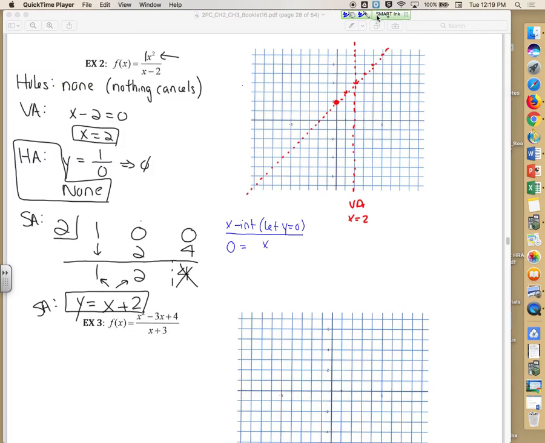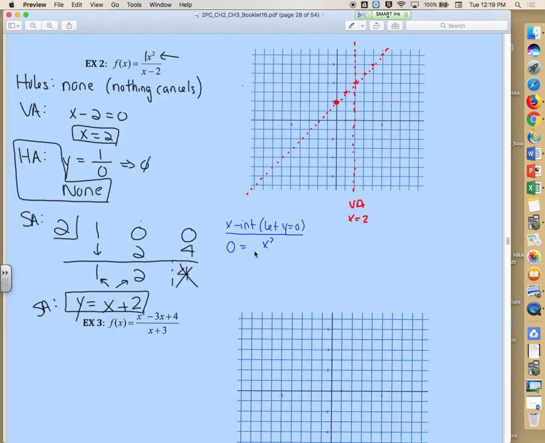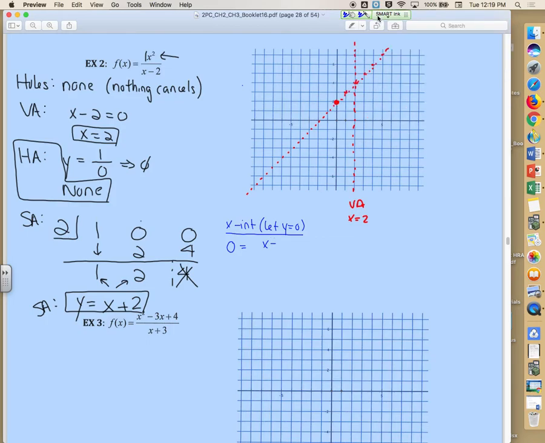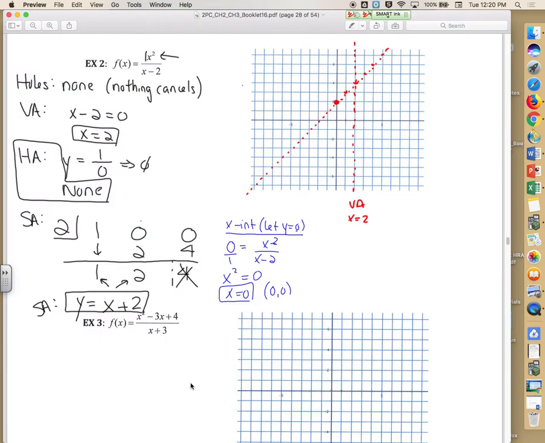So 0 equals x squared over x minus 2. If you put 0 over 1, we can cross multiply. We'll have x squared times 1 is x squared, and 0 times x minus 2 is just 0. So x equals 0 when y equals 0. It's just the origin, so I can plot that point on here. So 0, 0. There's another point.